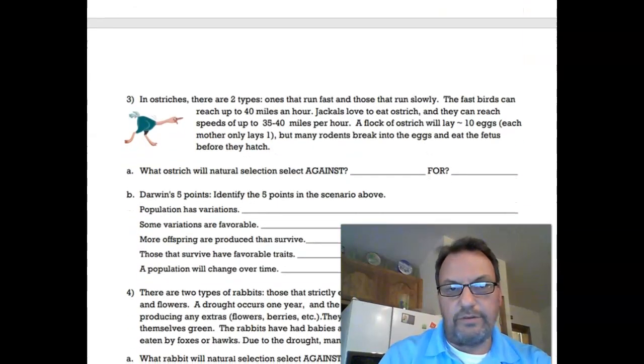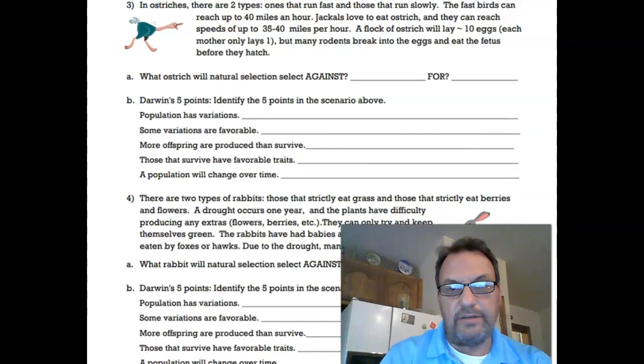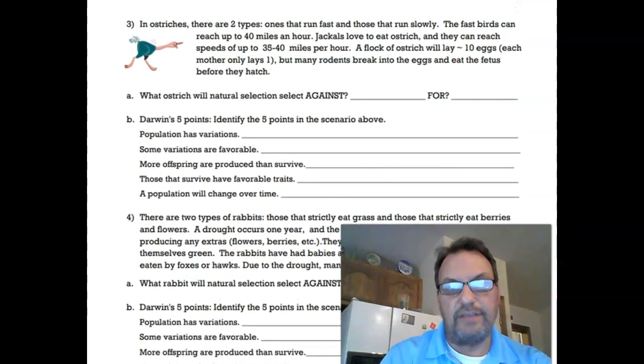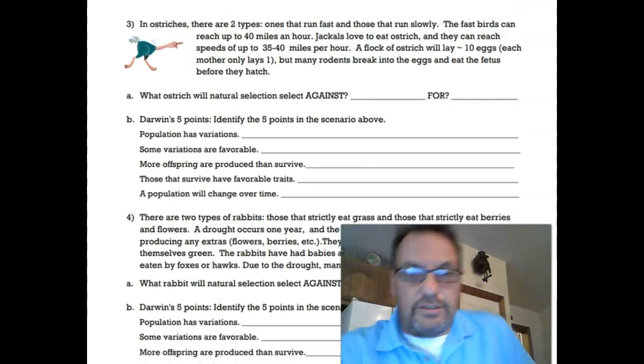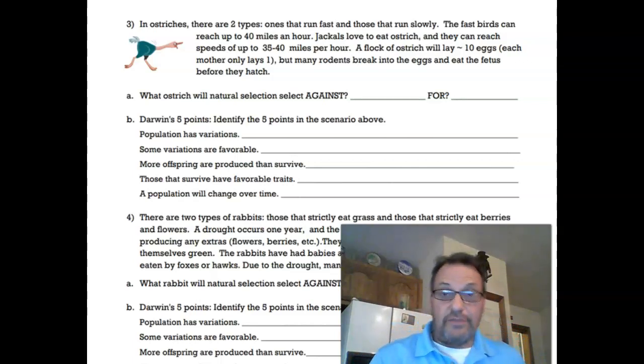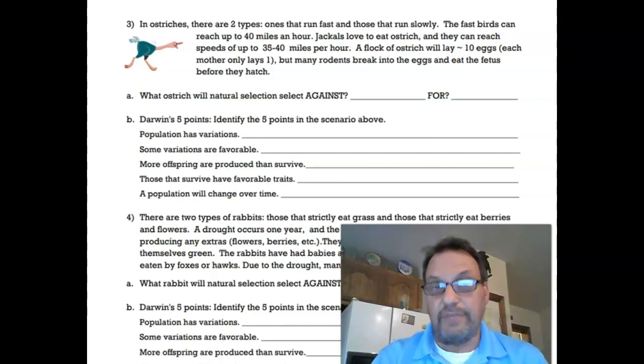All right, we're going to scroll through problem number 3. We're going to be talking about ostriches. There are two types: those that run fast and those that run slow. Well, the fast bird can reach up to 40 miles per hour, but the jackals love to eat the ostriches, and they can reach up to 35 to 40 miles per hour as well. Survival of the fittest, natural selection.